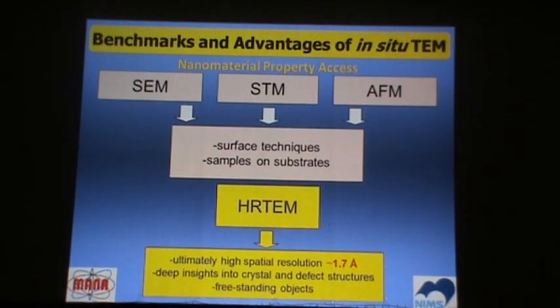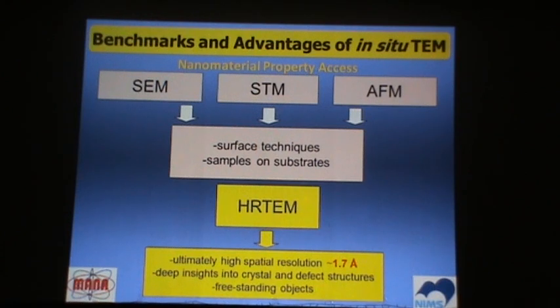And of course, for many years people were trying to get access to nanomaterial properties, and we are not the first to access these properties. But probably people mostly use scanning electron microscopy, scanning tunneling microscopy, and atomic force microscopy. All these three techniques are surface techniques, so it means you may get information solely from the surface of your material, not from the bulk. And also in all these methods you need to put your samples on substrates. And of course substrates may affect the properties greatly.